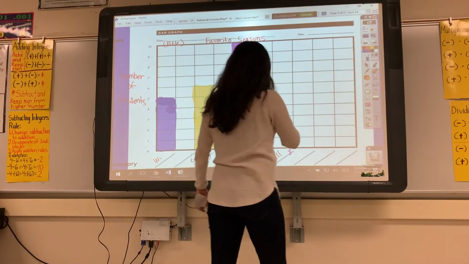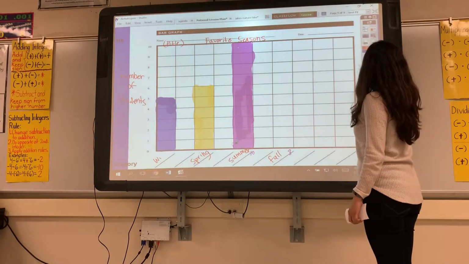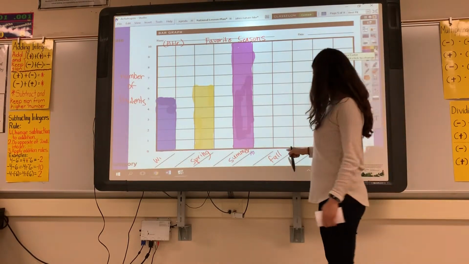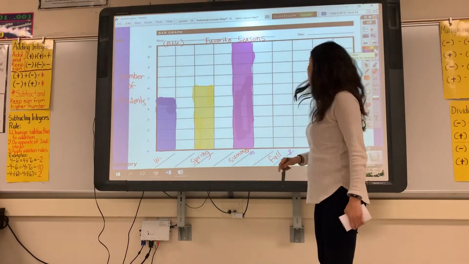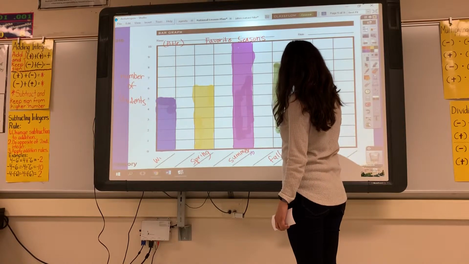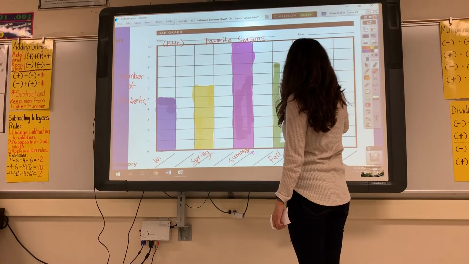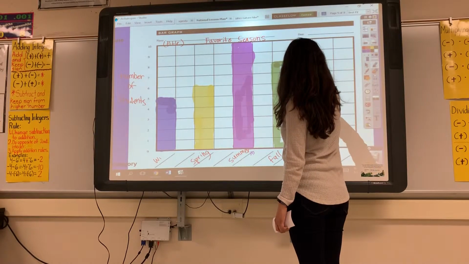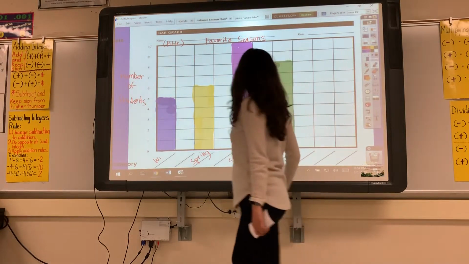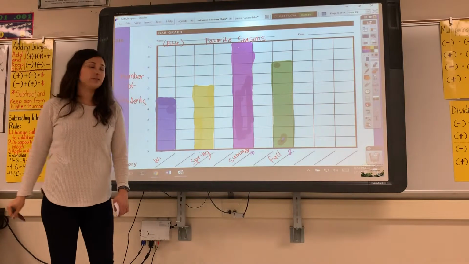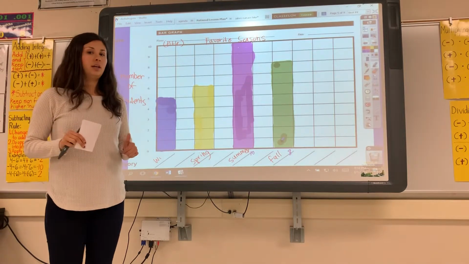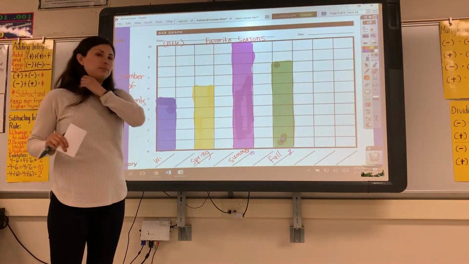Good. The last season was fall, right? Use green. There were 8 people whose favorite season was fall. So you go to your scale and then your category, which is fall. Good. Raise your hand if your graph looks just like mine. Okay, good. So now let's go ahead and compare.